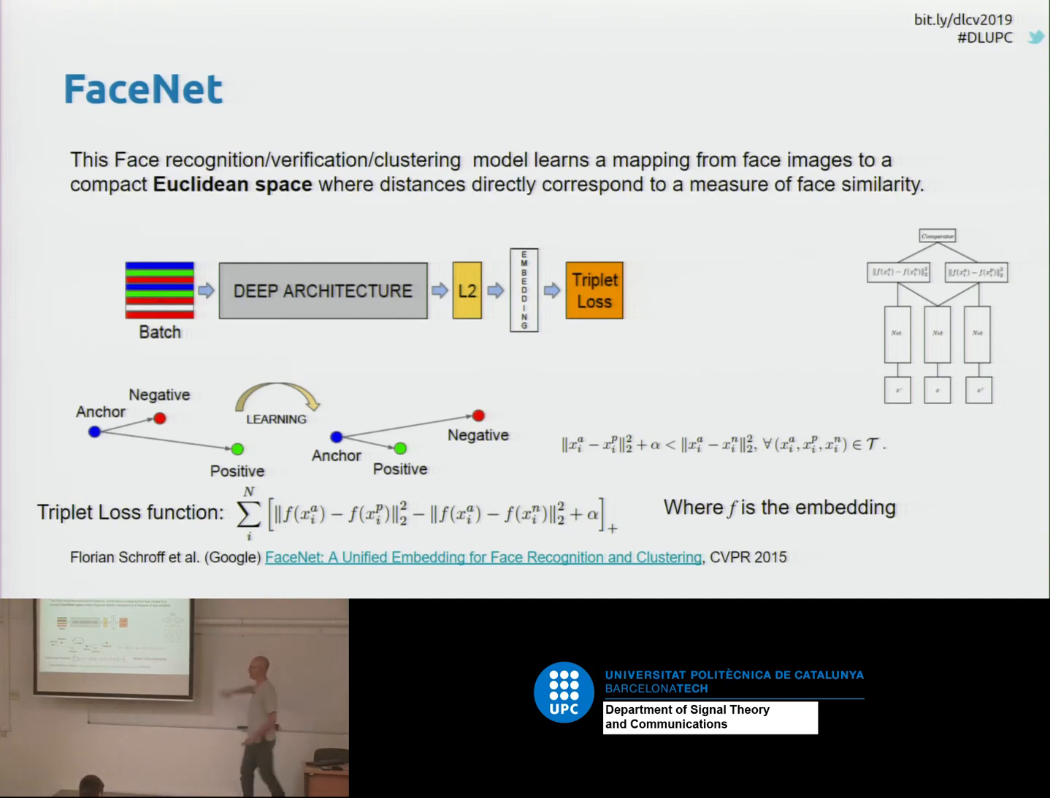Okay, so also as in the previous case, the network is the same. The weights are the same in the three versions of this network, and at the end we get a feature vector that is discriminative by using just an Euclidean distance.